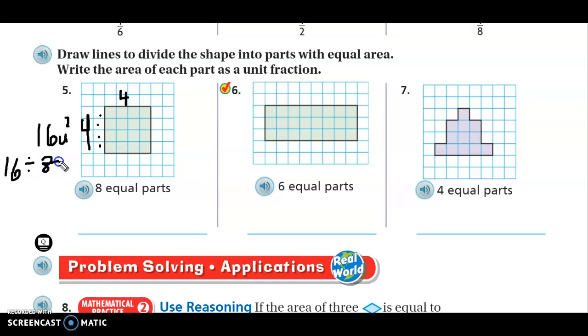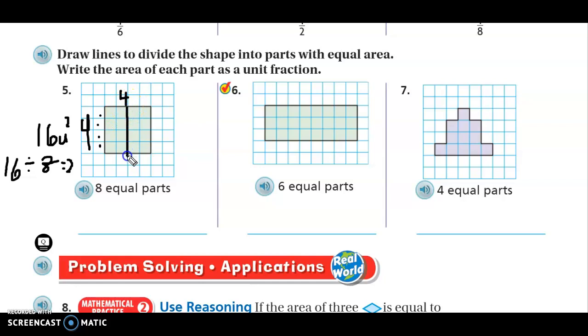This is where our fact families come into effect. So if you know your 16, 8, and blank fact family, 16 divided by 8, I always think of it as multiplication. 8 times what is 16? That's 2. So I know that every 2 of these will be an equal part.